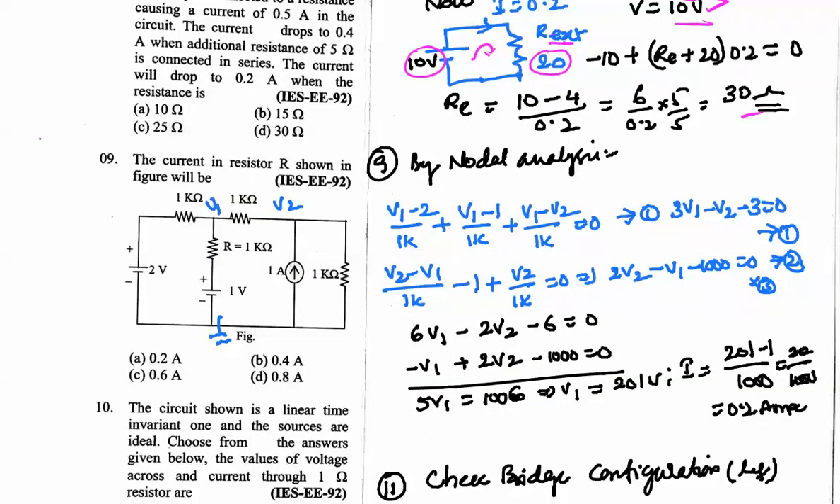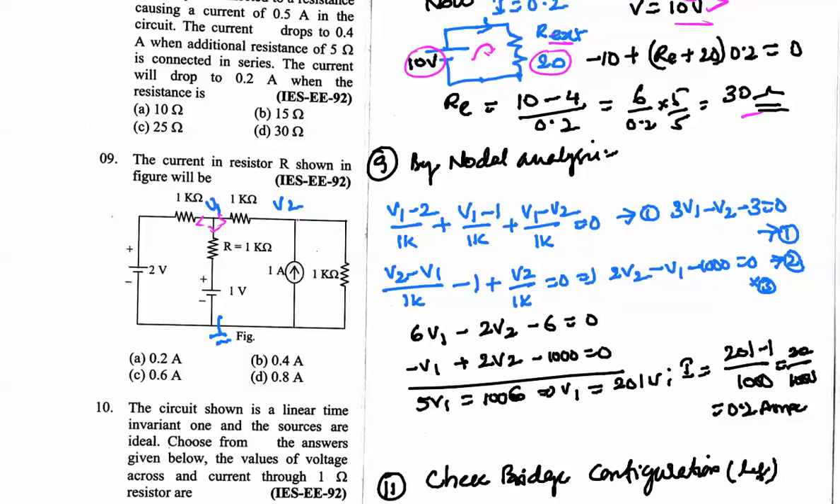Friends, next question. The current in the resistor is shown by. To solve this, I am going to use node analysis, because in parallel networks node analysis gives much faster results. In node analysis, the current always leaves the node unless specified otherwise. So at node 1, the equation is V1 minus 2 divided by 1k plus V1 minus 1 by 1k plus V1 minus V2 divided by 1k, and we solve this.